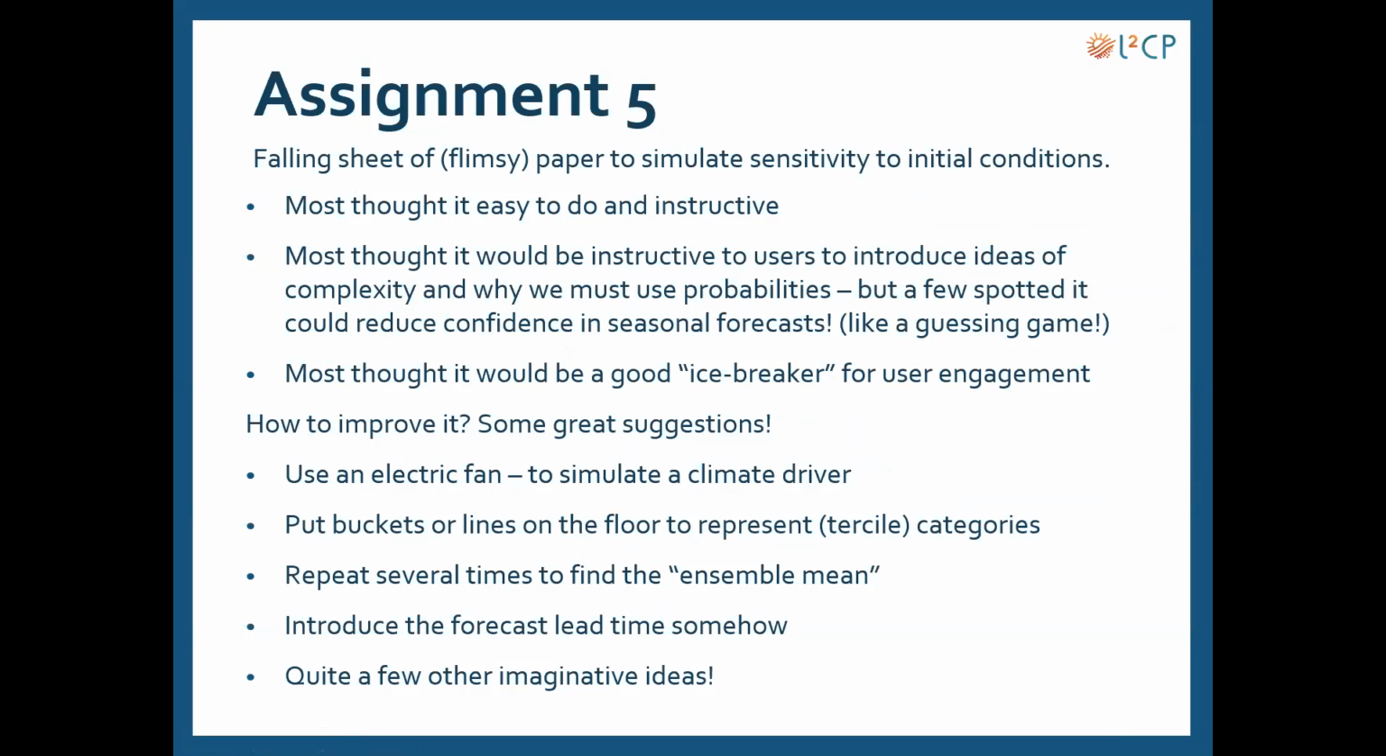The final one, then, assignment 5. So this was more perhaps a little bit of fun, serious fun. Dropping the sheet of flimsy paper. So my time's up, but we're almost there now.